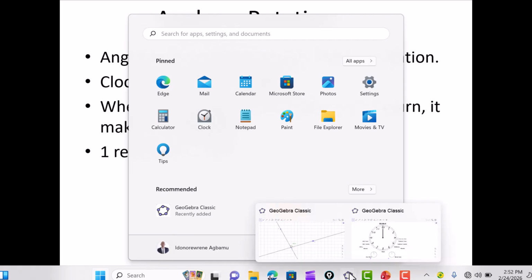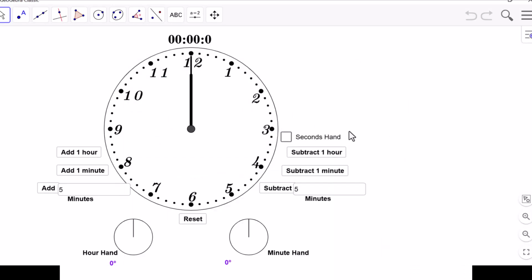So if you look at this, you see an applet here. This is the applet I also use in the classroom. Looking at it very well, you see that everything is 000. This is 12 o'clock. So this is like midnight, which is 12 o'clock in the night, the beginning of a new day. Now you see the way the applet is being designed.